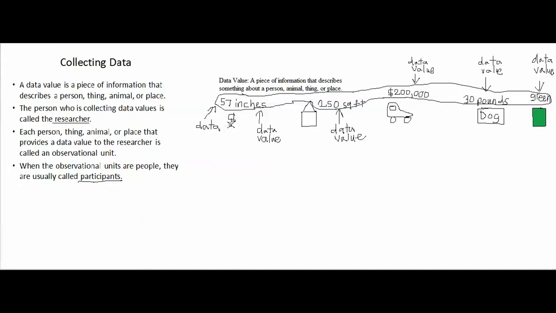The reason why people are called participants is because they're actually participating in your study when they provide you with data. They're actually helping you by actively participating in your study. Unlike a house, which wouldn't actually be participating. If I'm recording the square feet of different houses, the houses aren't actually participating, they're just being measured, or you could say that they're being observed, which is why you would just call them observational units.